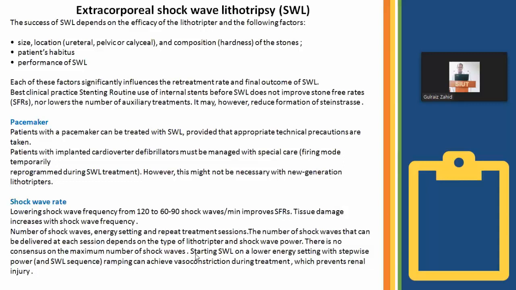Now we will discuss the first procedure, extracorporeal shock wave lithotripsy. The success of SWL depends on the efficacy of the lithotripter and the following factors: size, location and composition of the stones, patient's habitus, and performance of SWL. Each of these factors significantly influences the treatment rate and final outcome of SWL. Best clinical practice: stenting. Routine use of internal stents before SWL does not improve stone-free rates, nor lower the number of auxiliary treatments. It may, however, reduce formation of steinstrasse.